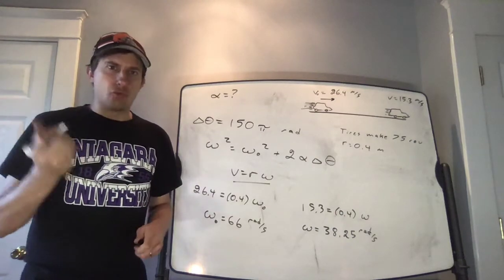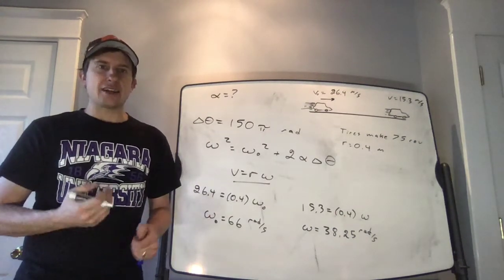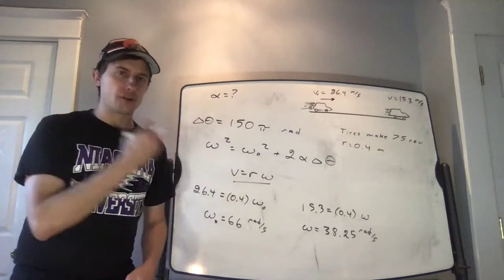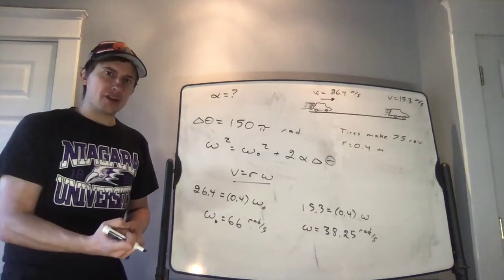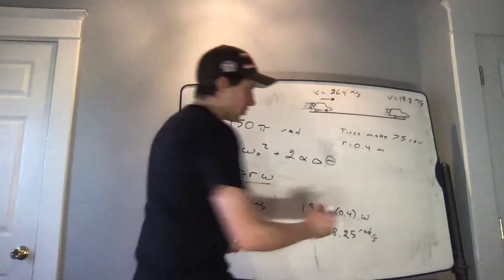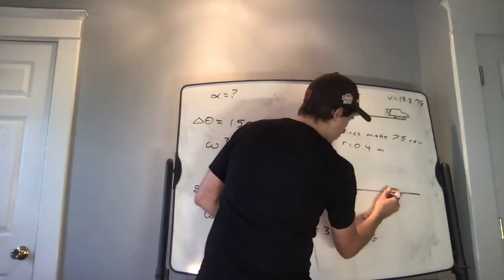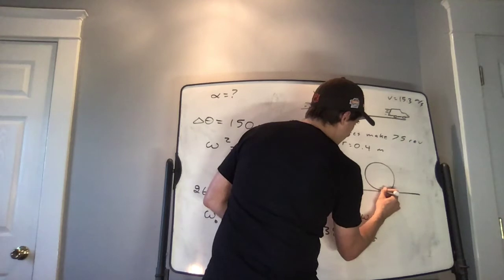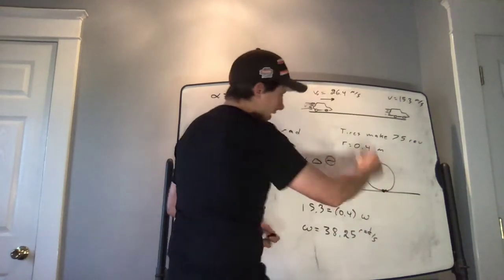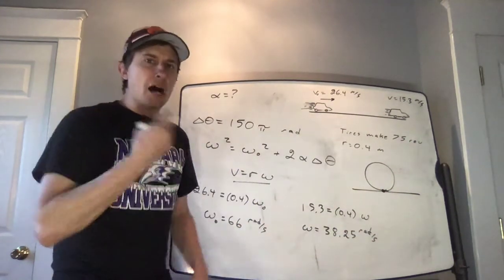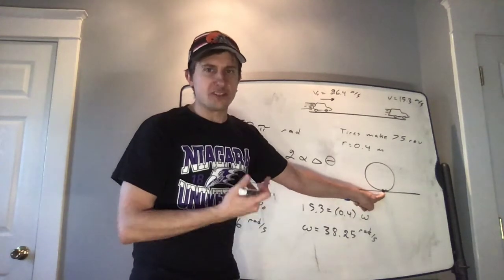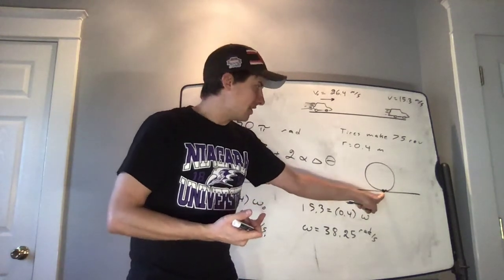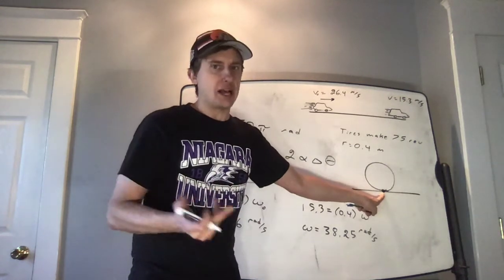If you think about rolling as an object that is continuously falling over itself, then consider the location where the tire is physically in contact with the road. Here I have the road, here I have the tire. At this location right here, there is a molecule of rubber in the tire, and that molecule of rubber is in contact with the road.